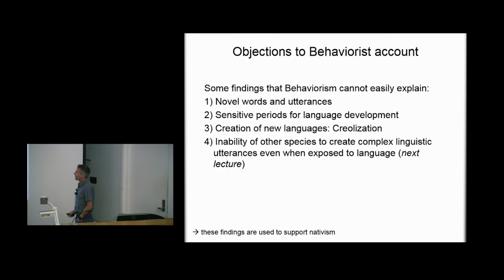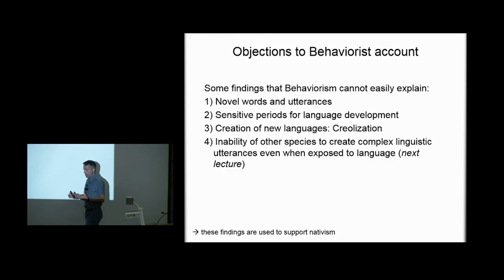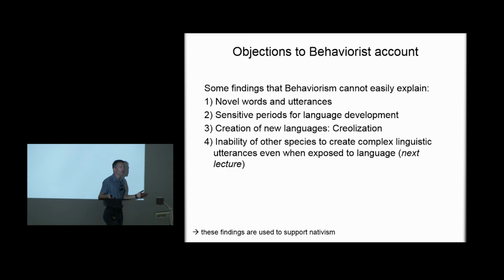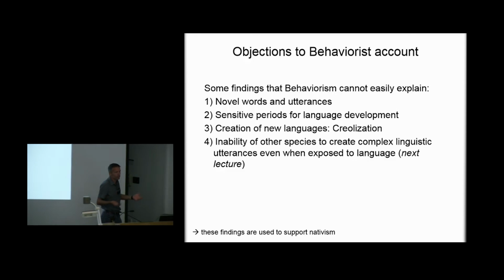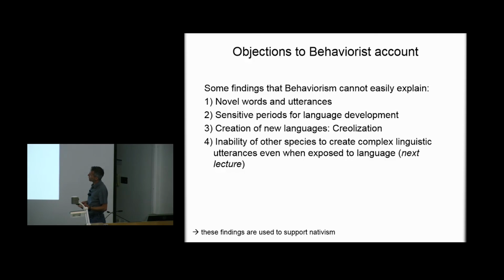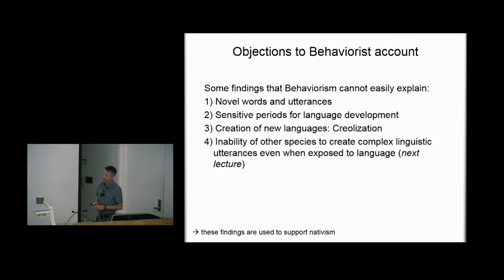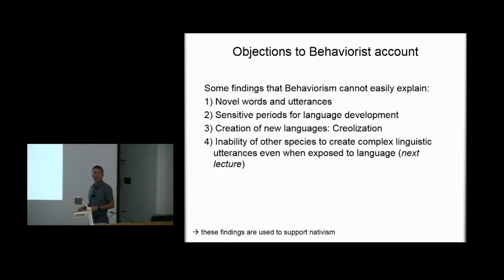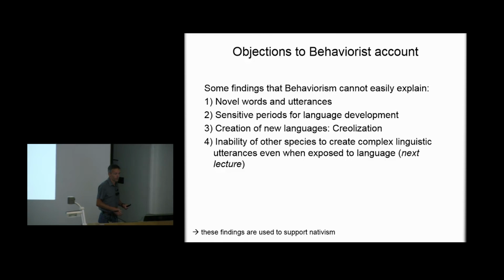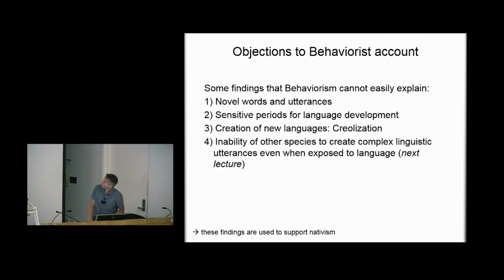Besides this notion of learning from reinforcement, which is problematic, there are a number of other findings that a simple behaviorist learning account cannot explain in terms of language development. One is the formation of new words and utterances that infants are never exposed to. The phenomenon of sensitive periods for language development. The creation of new languages, creolization, and the inability of non-human species to learn complex languages. So let's go over those first three points.